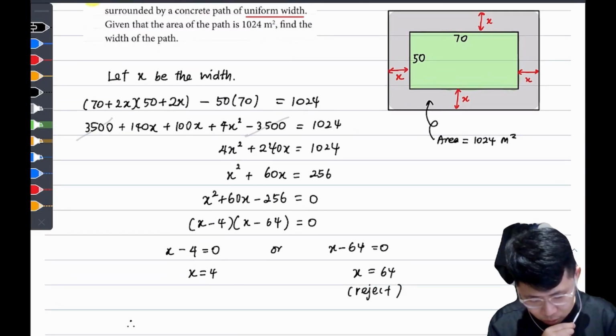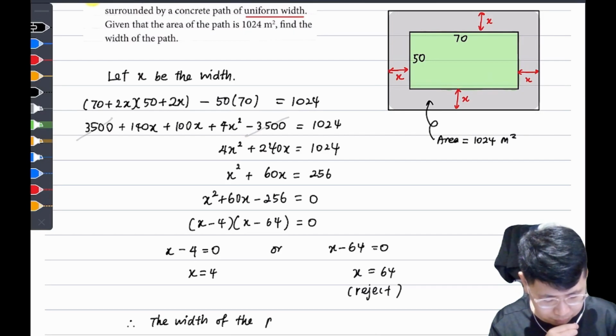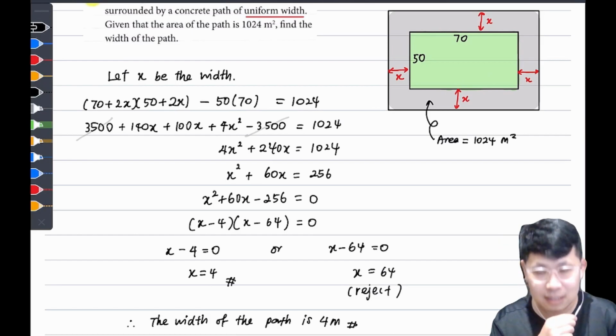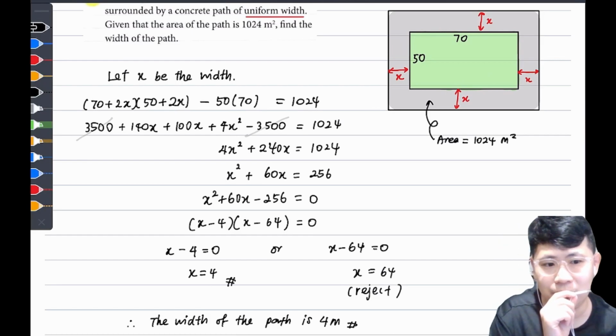Okay, so conclusion, the width of the path is 4 meters. So this is our answer. The 4 is going to be our answer for this question.